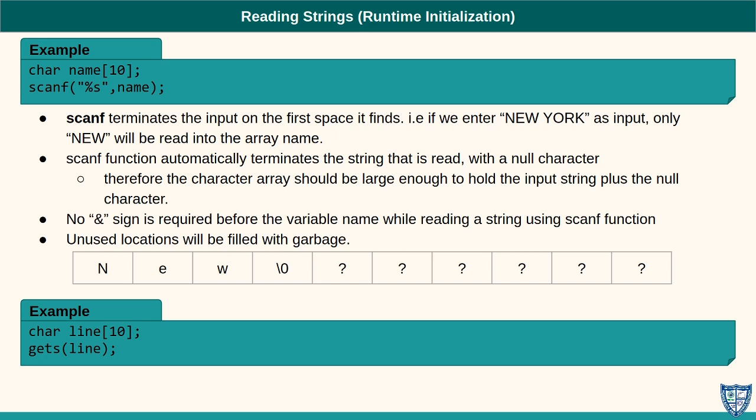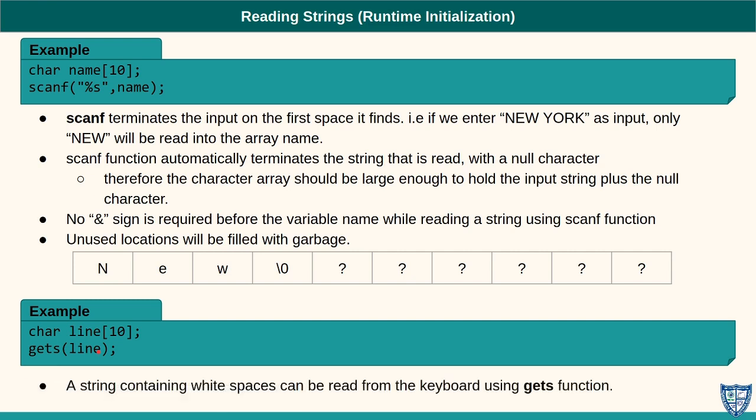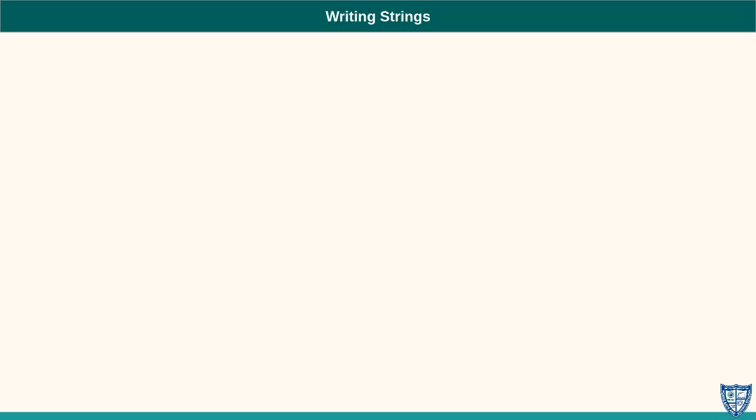So there is a problem. What will you do if you want to enter a word with a space in it? For example, you want to enter New York. What is the option? In that case, you cannot use a scanf function. You have something else known as the gets function. You can do char line[10]; gets(line). This means you can enter any word with a space. The space will also be available in line. So this is an option for reading a string which contains a space. The gets function is used for that.